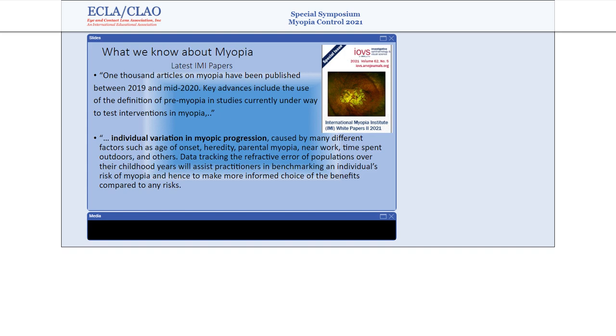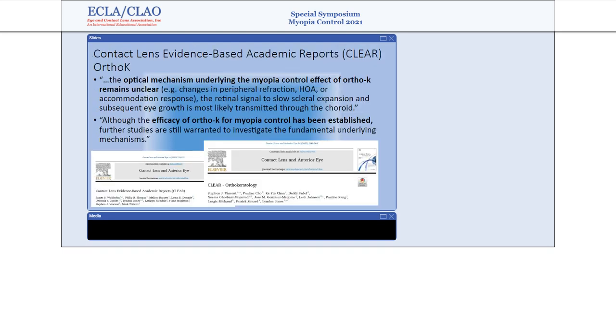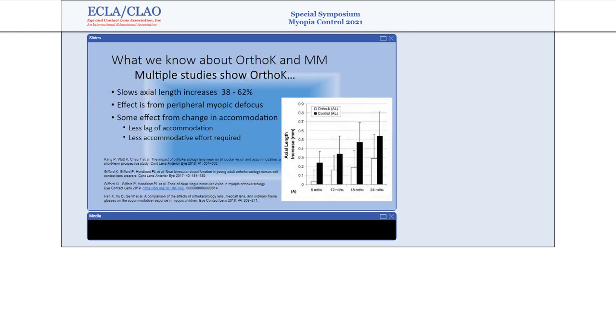What we know about myopia and how OrthoK affects this is really a lot from these myopia papers that were published. One of the things they conclude is that there is a lot of individual variation in myopia progression. And from the CLEAR studies that were published, which specifically focused on OrthoK, we believe that the optical mechanism has to do with the relative myopic peripheral defocus, as was described earlier, but that the total underlying effect is still not totally understood. The efficacy of OrthoK has been established, that it significantly slows axial length elongation, but we need more study to really know all of the mechanisms here.